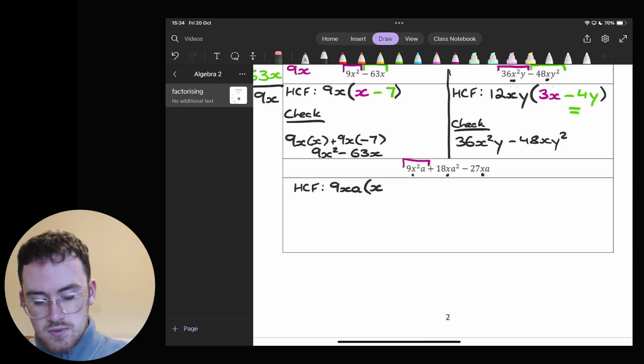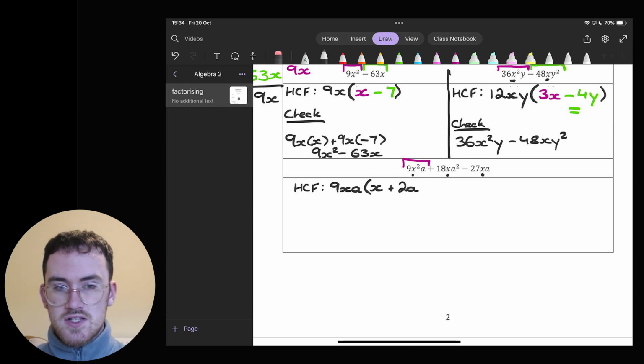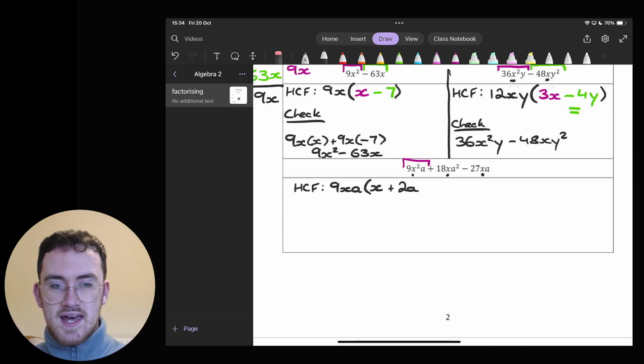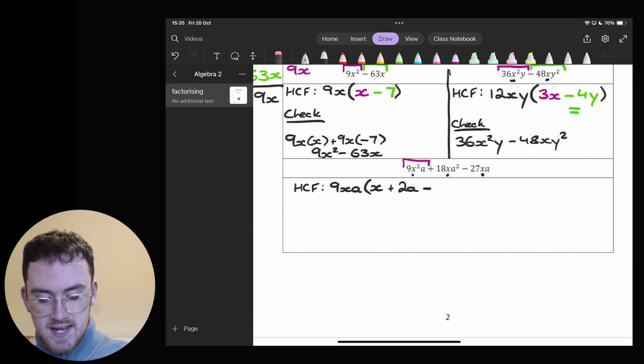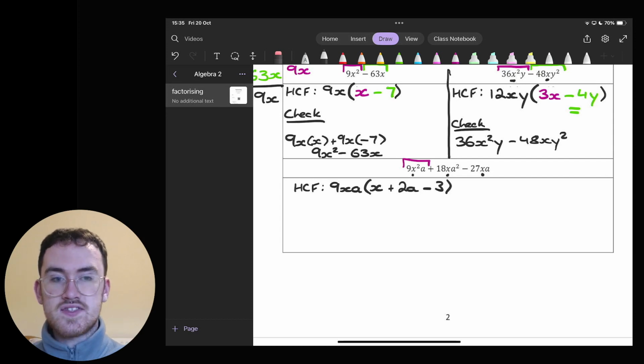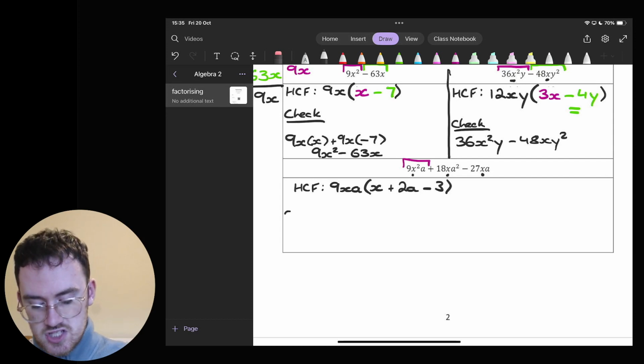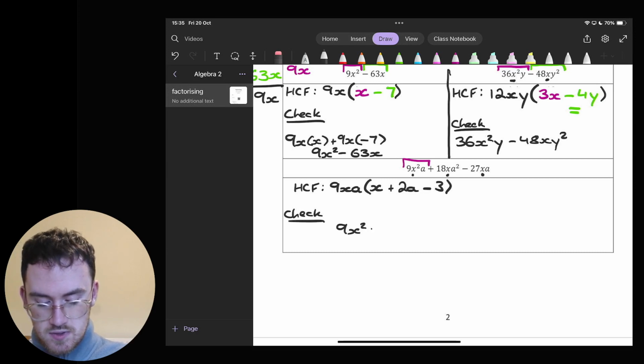Same thing with the second one, I have plus 2a this time. The x is there again, dividing into and cancelling each other out. Then 18 divided by 9 gives me 2, and a squared divided by a just leaves me with a. Then for the last part, remembering my negative sign, minus 3, and the xa just removes the two letters there. Then to check our answer, we multiply that out with our claw method: 9x squared a plus 18xa squared minus 27xa.